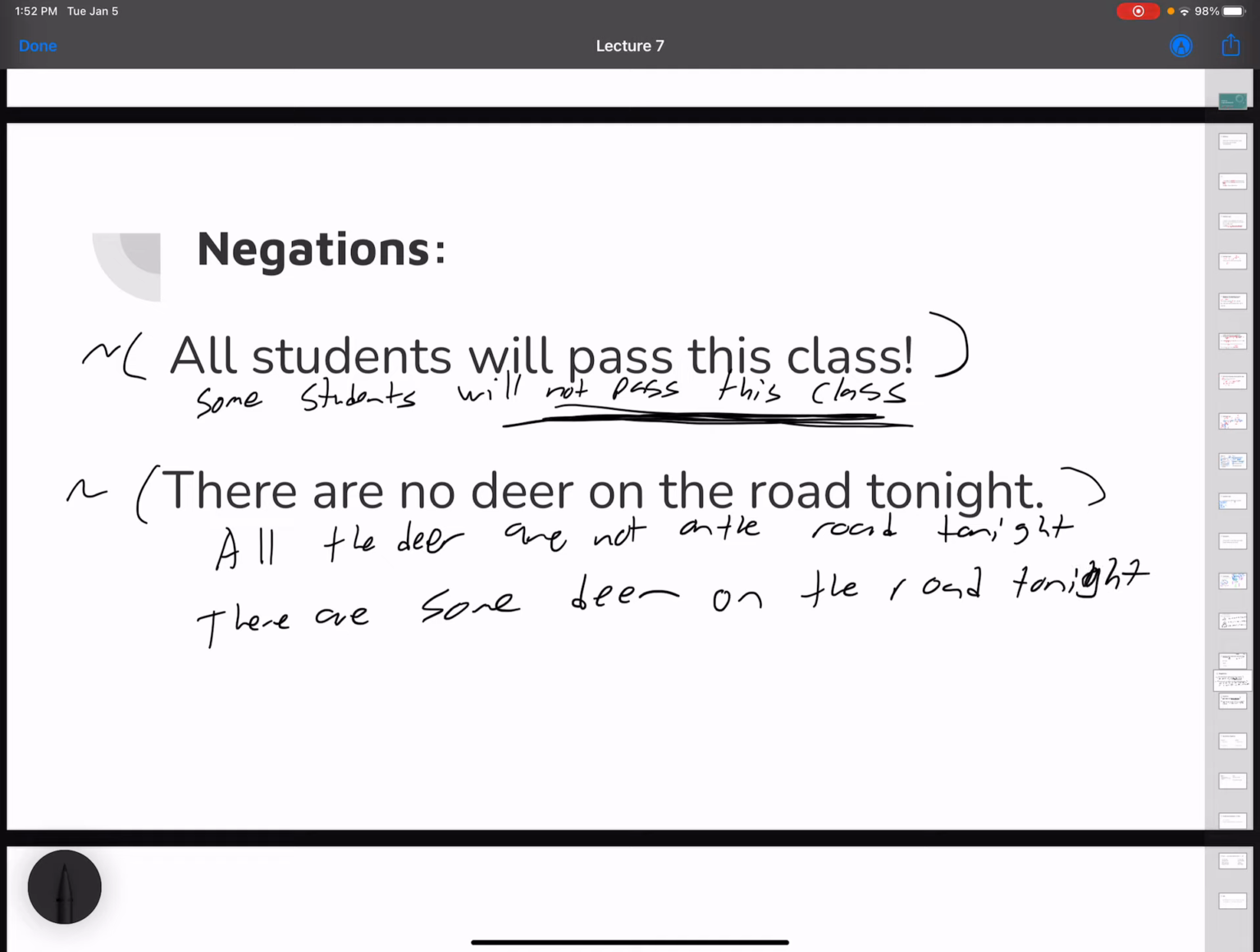So in every case, the negation of all is going to be some, and the negation of a not is going to just cancel with the not, or the negation of a sentence without a not is going to have a not.